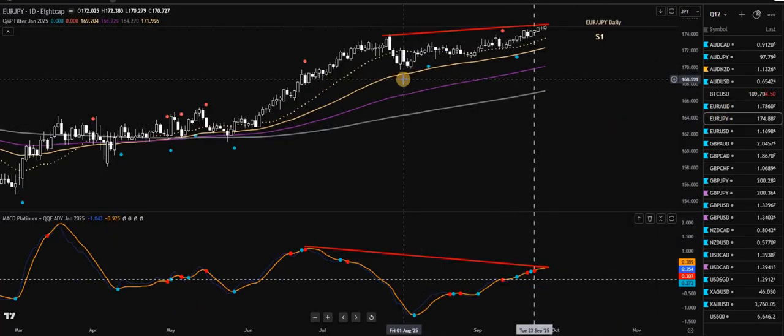Euro yen, nothing happening. A yen pair. And we've just got this big regular bearish divergence forming as usual.